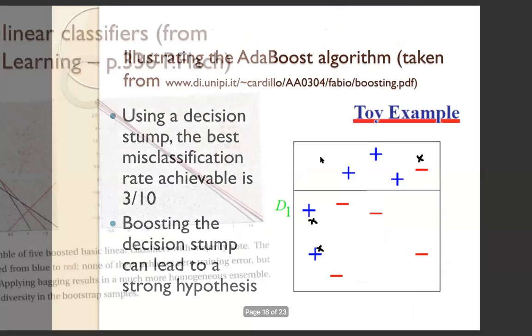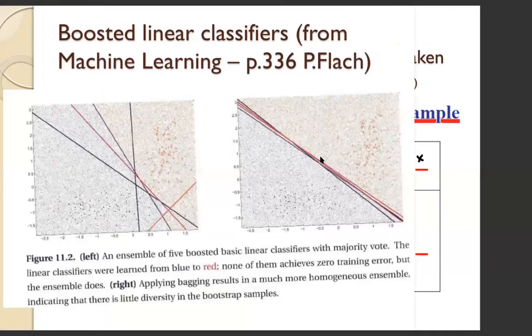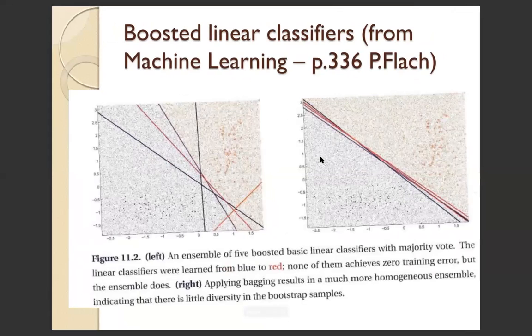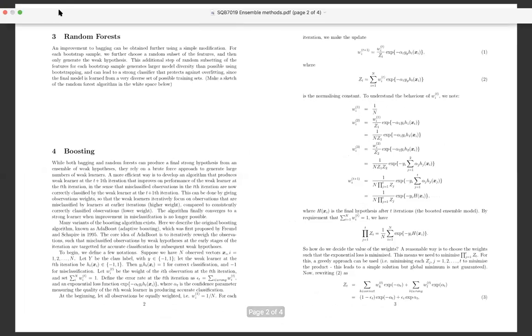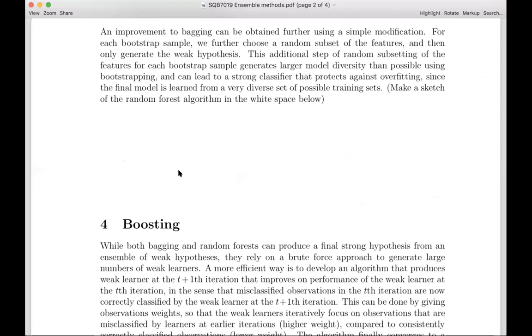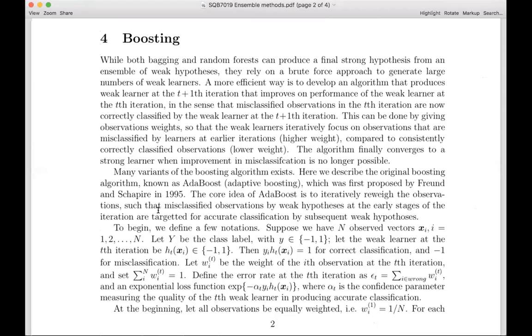Okay, so then over here, these slides are to support boosting. So I'll go to the notes. I'll go through the notes a little bit with you.